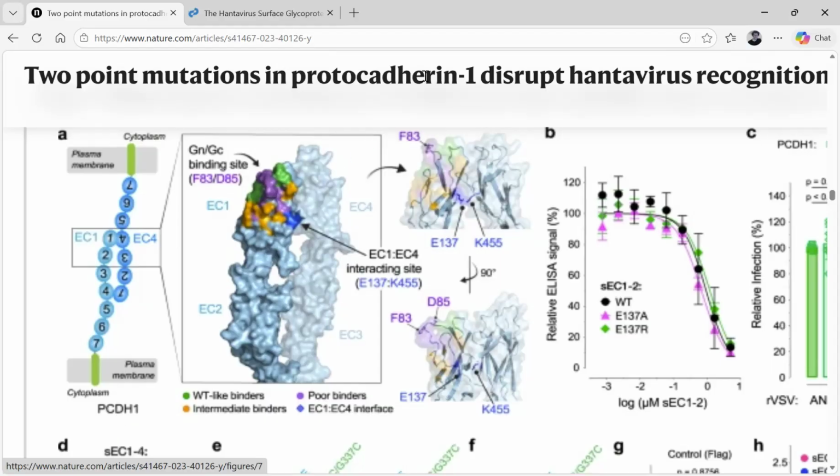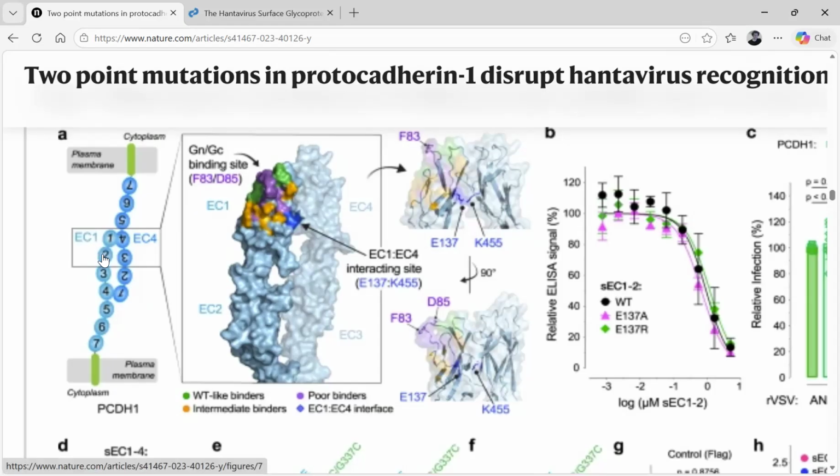And this protocadherin 1 is EC1 through 7 plus part of the molecule that's embedded in the membrane, and then a little bit of the molecule that's actually anchored into the cytoplasm below the membrane. So this whole molecule here would be the Protocadherin-1.